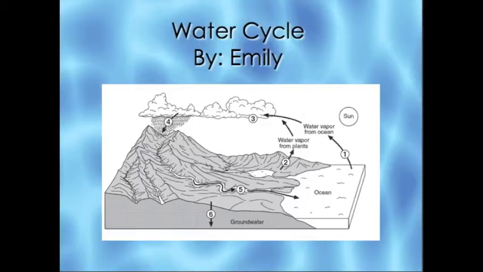Water cycle by Emily. The chart on the screen shows the different steps of the cycle. Number 1 shows the process of evaporation. This is water vapor evaporating from the ocean and forming clouds.